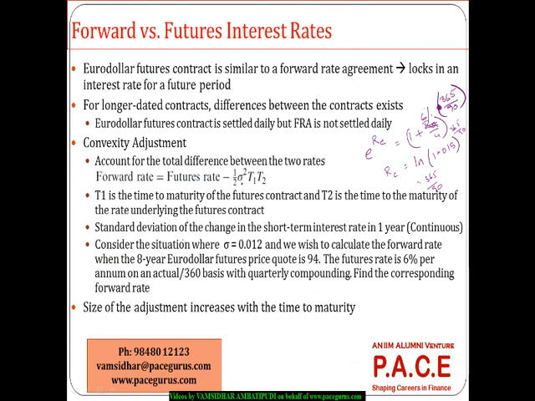specific case. And the size of the adjustment increases with the time to maturity, as we are very clearly seeing it. The longer the time to maturity, T1 and T2, both of them would be much higher. So the size of the adjustment is going to be much higher.